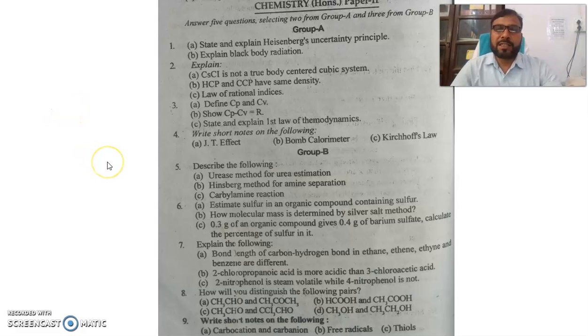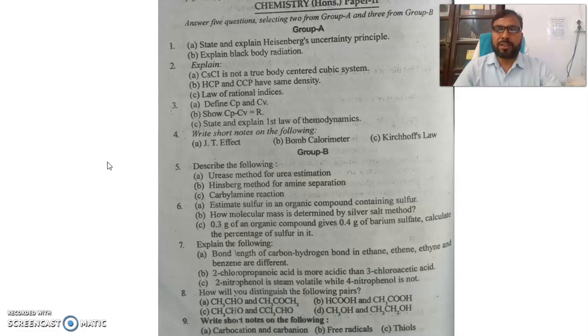Now group B, describe the following: Duma's method for nitrogen estimation, Hinsberg method for amine separation, carbylamine reaction. Now next question, estimate sulfur in an organic compound containing sulfur. How is molecular mass determined by silver salt method? 0.3 gram of organic compound gives 0.4 gram of barium sulfate. Calculate the percentage of sulfur in it.